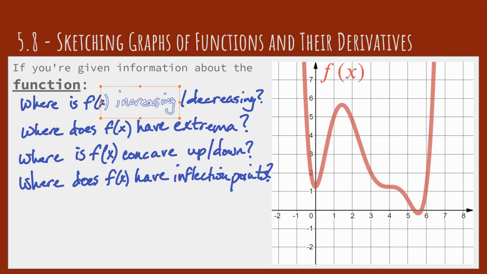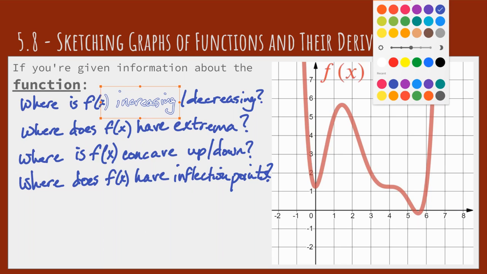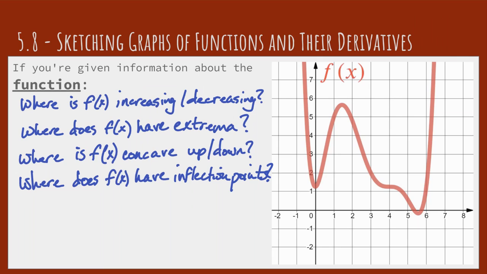So if we focus strictly on increasing intervals, we're just going to have to look for where the function has positive slopes. On the other hand, if we're looking at decreasing, we're looking at where the function has negative slopes. If we are looking for where f has extrema, we're looking for horizontal tangents, or where the increasing, decreasing behavior changes from one to the other, and then we get relative extrema.